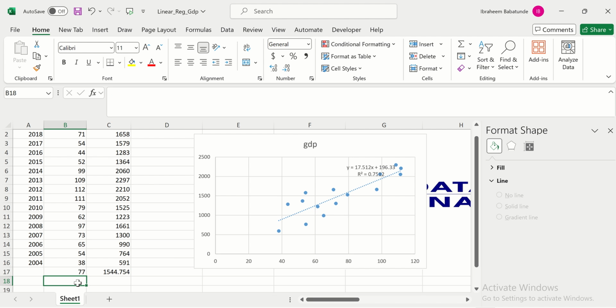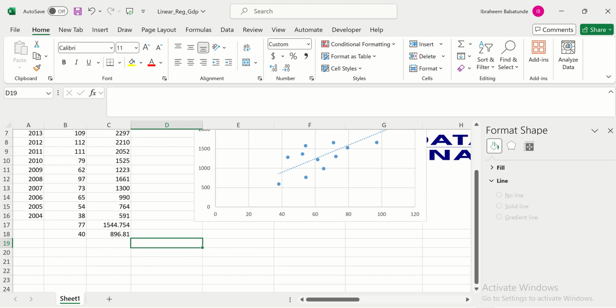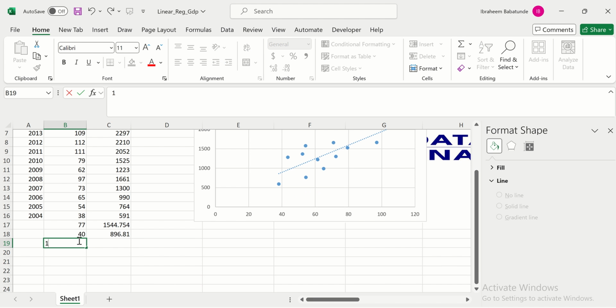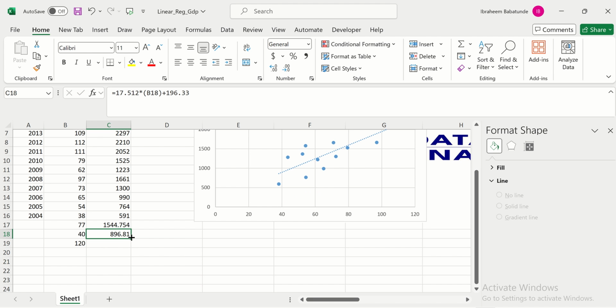Now let's also assume that the oil price has declined to $40 per barrel. Then let's see what will happen. You just need to autofill this down, and your formula will go as well. You can see that it is 896. You can still go further and say, let's say it is 120, then what will happen to GDP?